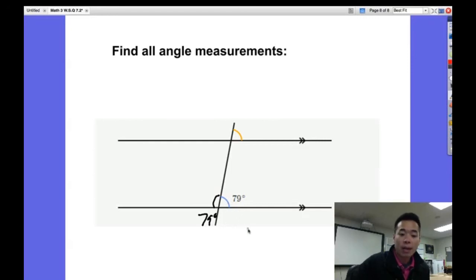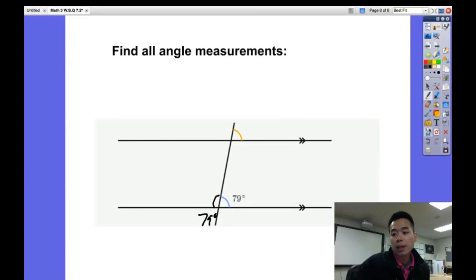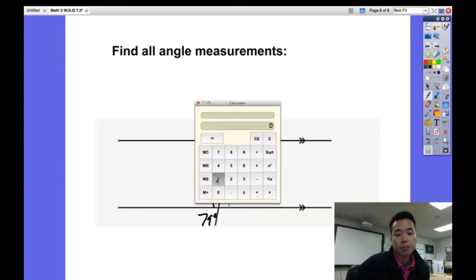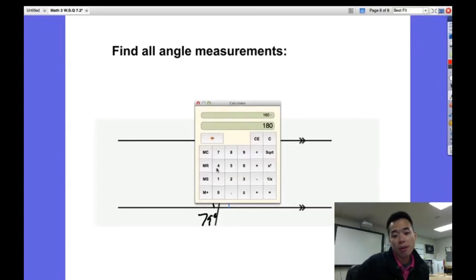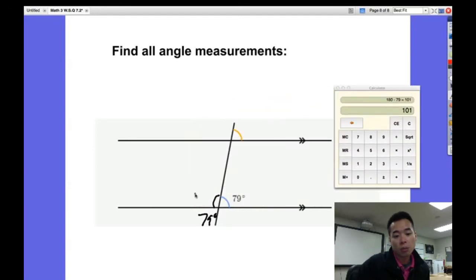And then we can go 180, just to double check your math here, minus 79. I know that that angle is 101 degrees. So opposite of that would be 101 degrees. There we go. These angles are called supplementary adjacent angles, they add up to 180. 101 and 101 are called vertical angles.